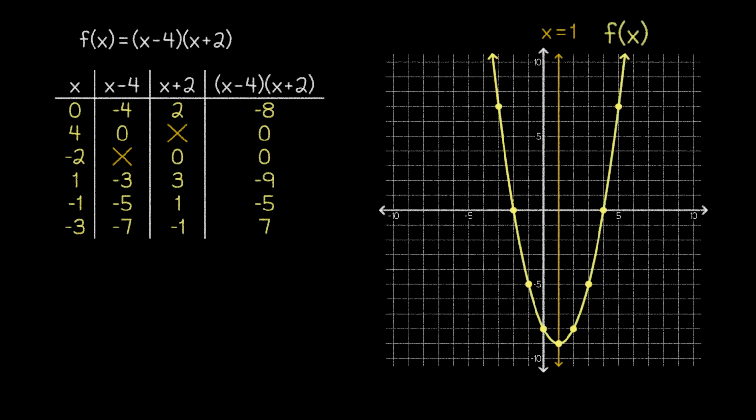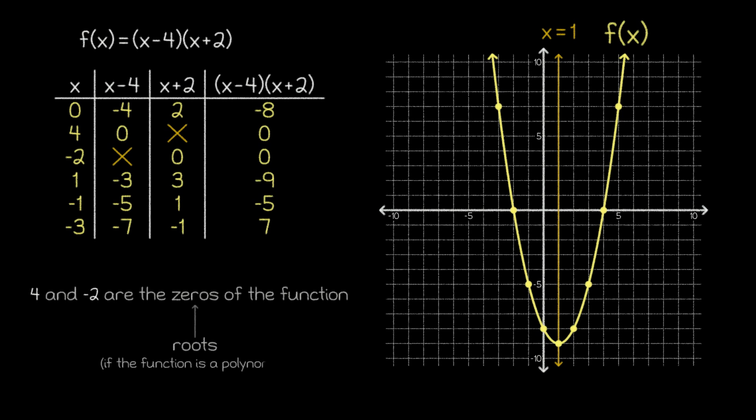One thing to note before moving on, though, is that we have a special name for our main 2 inputs. Since the inputs of 4 and -2 gave us outputs of 0, we call these inputs zeros of the function. These inputs are also called roots at times, especially in the context of polynomial functions. We'll stick with calling them zeros for now, though, and these zeros will form the foundation of our strategy when graphing the factored form.